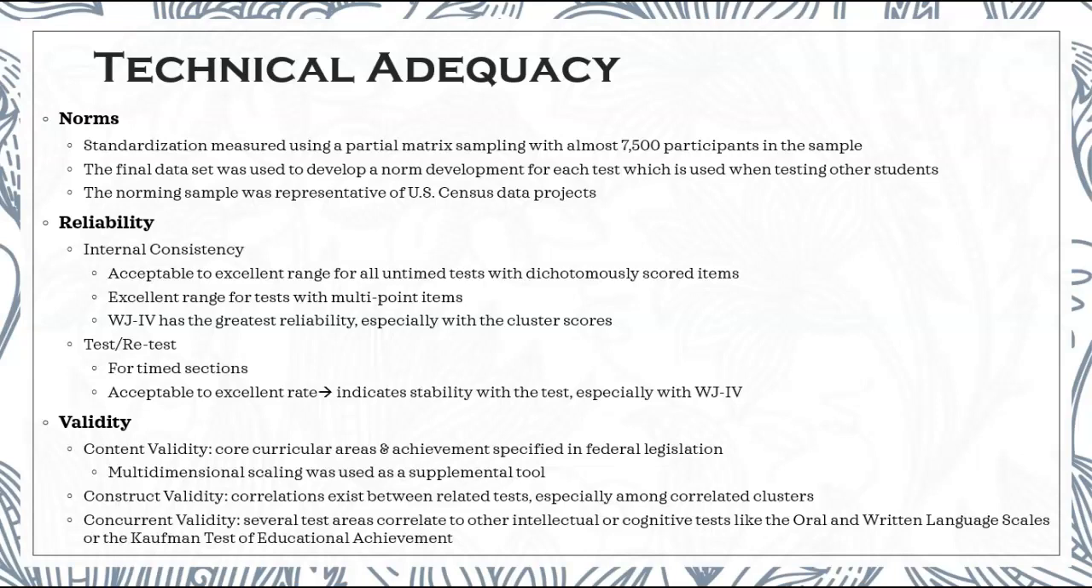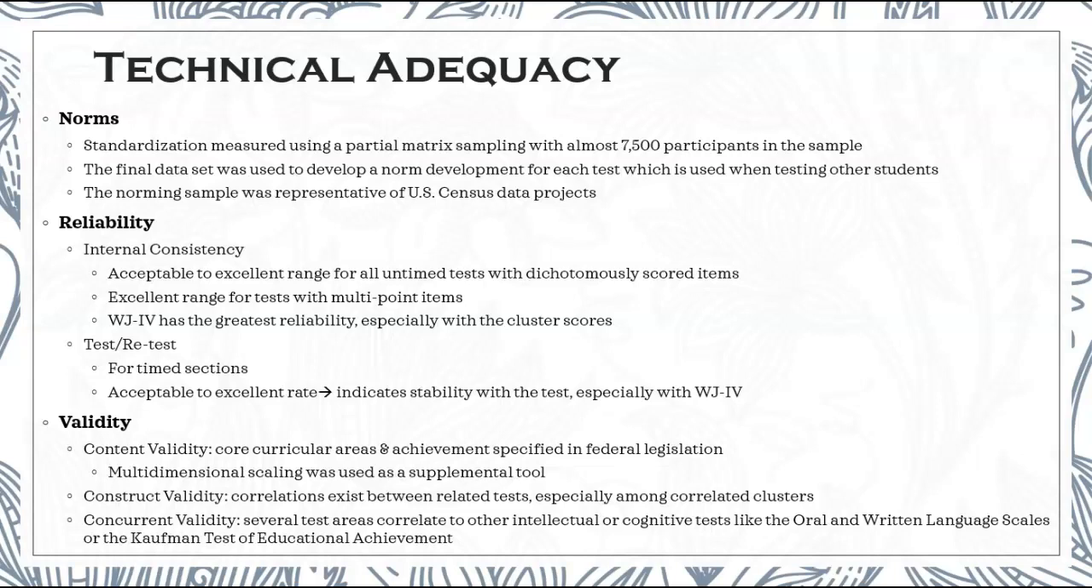Test-retest means that when you test it with one group and then you retest it with another group, you're getting similar outcomes. So that means that the test is testing what it's designed to test. This was specifically done for timed sections, and they found an acceptable to excellent rate for this level of reliability. So this means that there's stability within the test, especially with the WJ4, the most recent iteration. Having stability within the test means that there is more reliability in the responses.